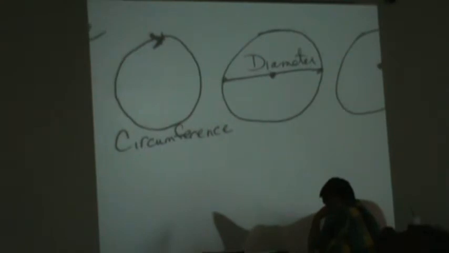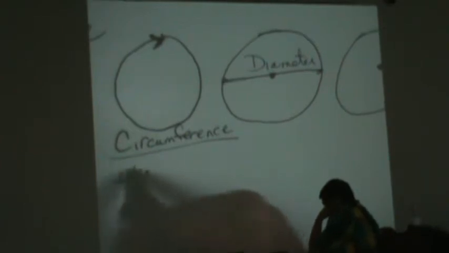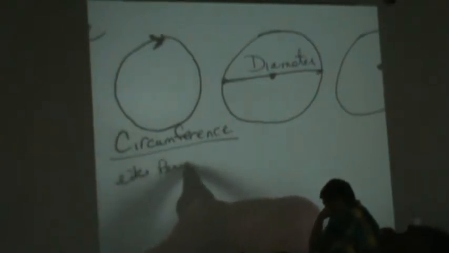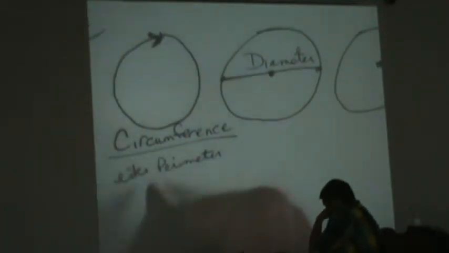That's like the perimeter of a circle. It's how far it is around it. Okay? It's not called the perimeter of a circle, but it's like the perimeter because it is the same. It's how far it is around. Okay?